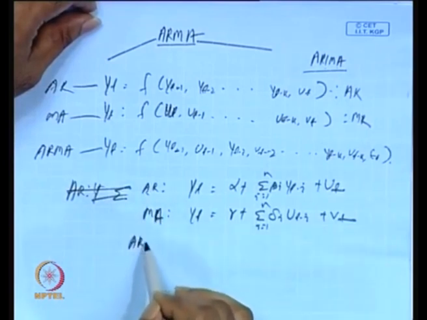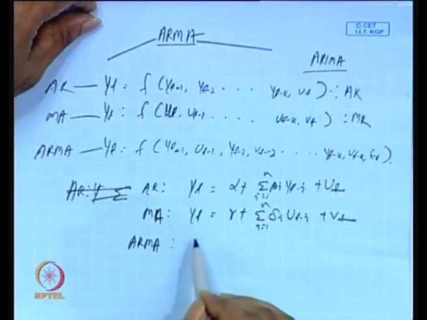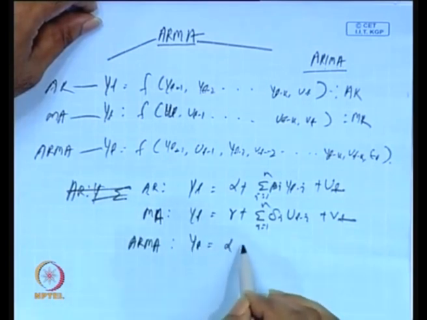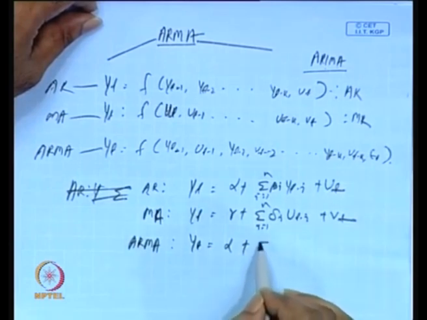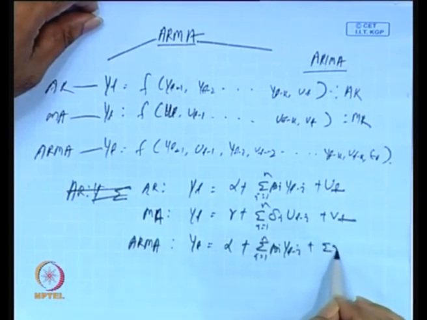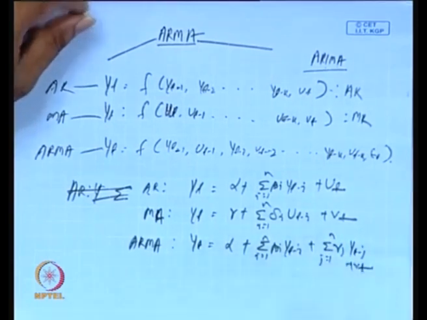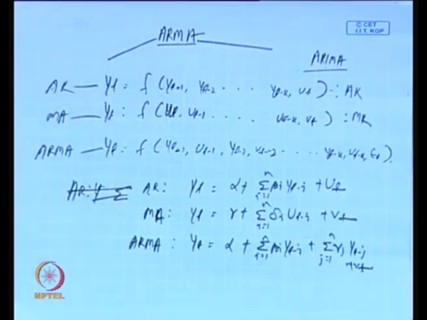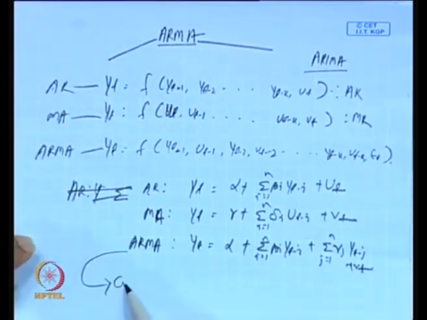Then I will write autoregressive moving average, which is nothing but yt equal to a function of, let's say, alpha plus summation beta i yt minus i, i equal to 1 to n, plus summation gamma j ut minus j, j equal to 1 to n, plus vt. So, this particular structure is called an ARMA model. This is ARMA in a general format, autoregressive and moving average in a general framework.